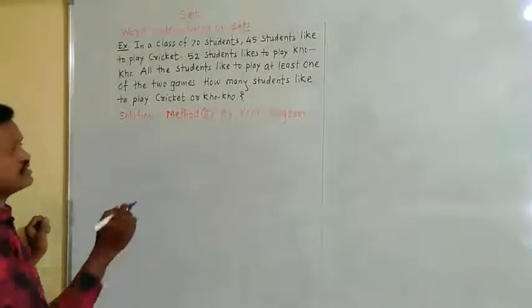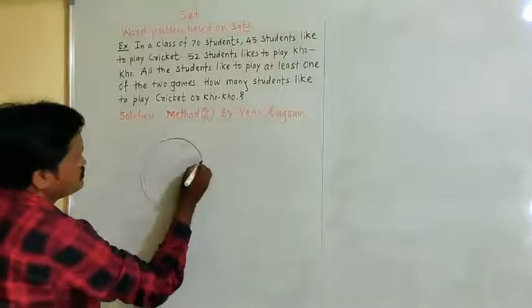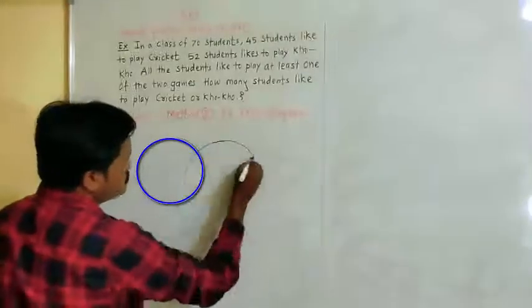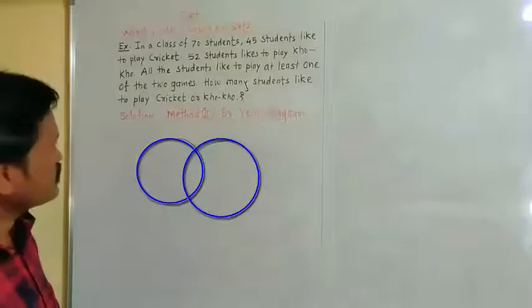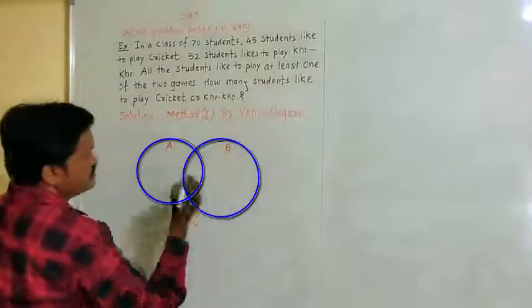So these are intersecting circles in 2 points. So that is one, and this is also second. Name this here. So this is a set A and this is a set B.